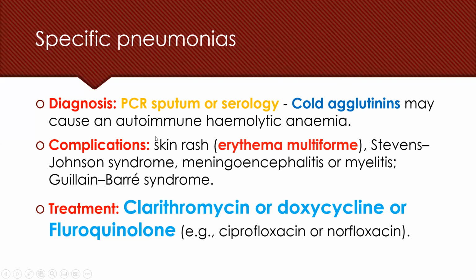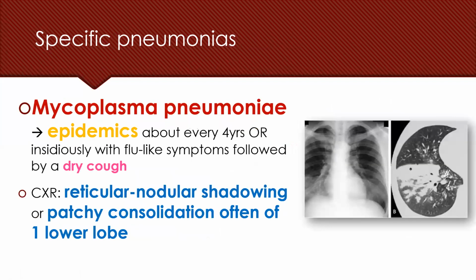Complications of mycoplasma pneumonia include skin rash in the form of erythema multiforme, Stevens-Johnson syndrome, meningoencephalitis or myelitis, and Guillain-Barré syndrome. The treatment of mycoplasma pneumonia is via clarithromycin or doxycycline or fluoroquinolones, including ciprofloxacin or norfloxacin. This clinical scenario is very important, and if you start practicing questions today, you will be shocked how much this clinical scenario presents itself in the questions.